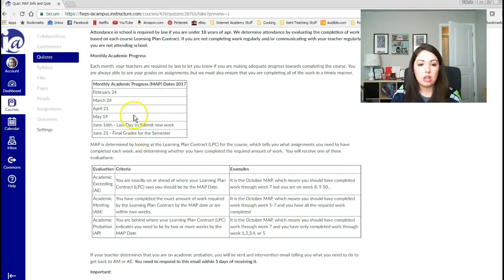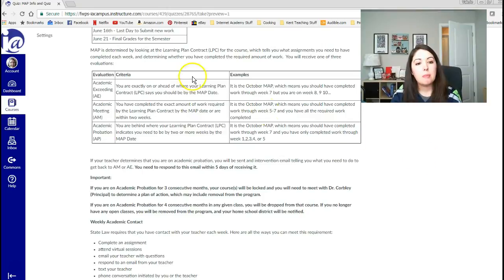These are your dates for MAP 2017 second semester. MAP is determined by looking at the learning plan contract for the course, which tells you what assignments you need to have completed each week and determine whether you have completed the required amount of work. You will receive one of three evaluations: Academic Exceeding, AE. You are ahead of where your learning plan contract says you should be on the MAP date. For example, if it's October MAP, which means you should have completed week 7, but you are on week 8, 9, or 10. Academic Meeting, AM. You have completed the exact amount of work required by the learning plan contract by the MAP date, or are within 2 weeks.